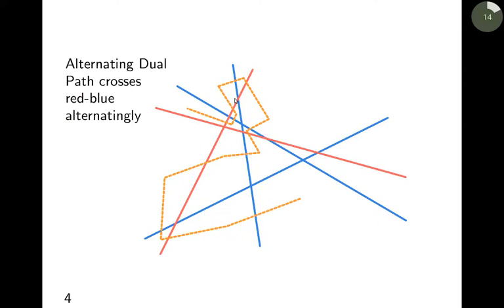Okay, so we also talk about alternating dual paths. In an alternating dual path, the lines are colored red and blue, and we have to cross alternatingly a red and a blue line. So we first cross red, blue, red, blue, red, blue, and so on and so forth.